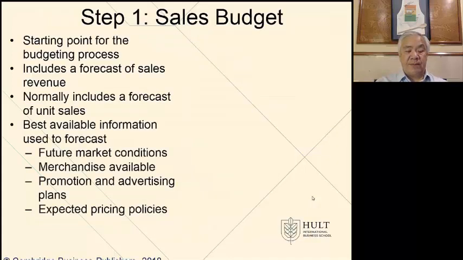So let's start with the sales budget. It's the starting point for the entire budgeting process, and we forecast sales revenue based on units and the pricing we expect to achieve. And we use our best available information. We're forecasting future market condition, what merchandise will be available for us to sell, what are the plans to promote and advertise to bring business in, and also to look at pricing policies that we might have and what that might mean for a competitive reaction.